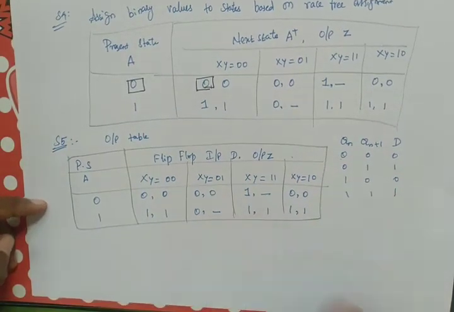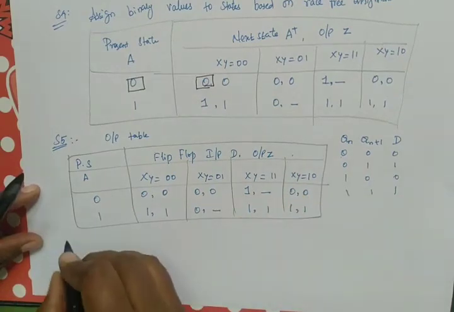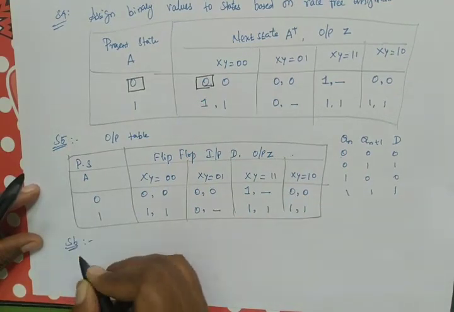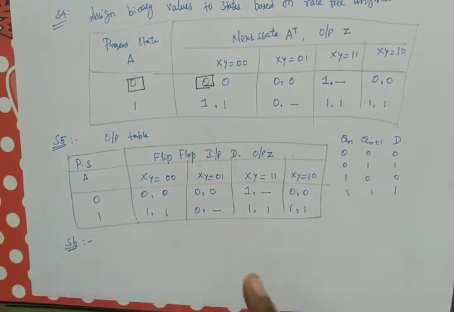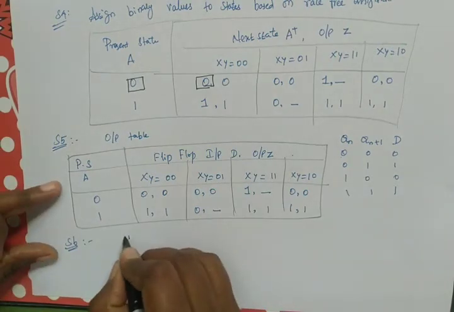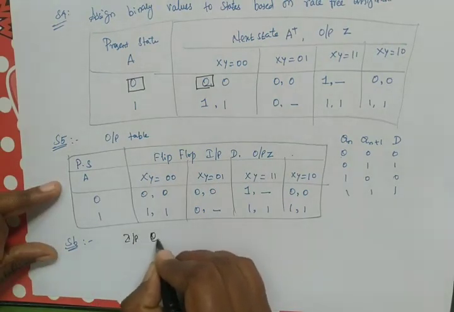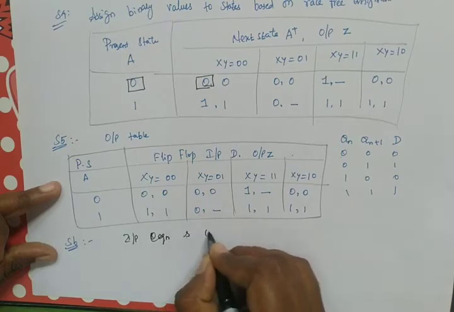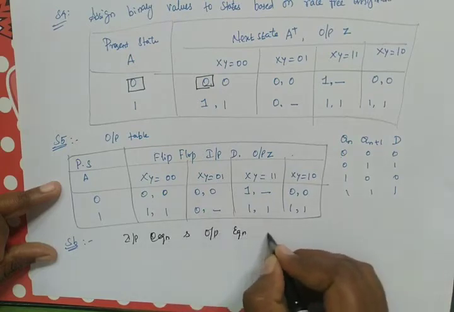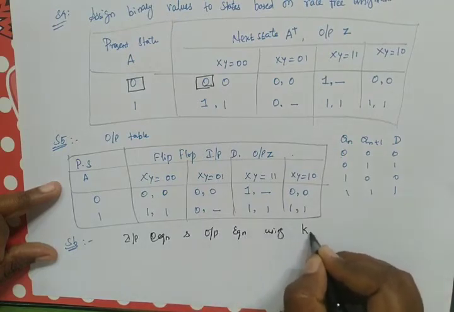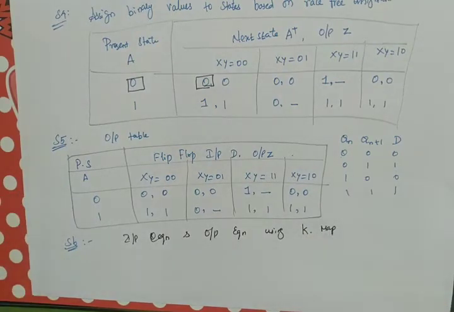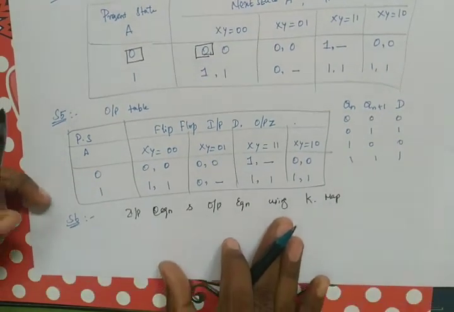Then the next step is to find the K-map for this. Step 6: find the flip-flop input equation. So we have to find the input equation and output equation using K-map. So we have to use K-map. So how can we find the K-map? See here.